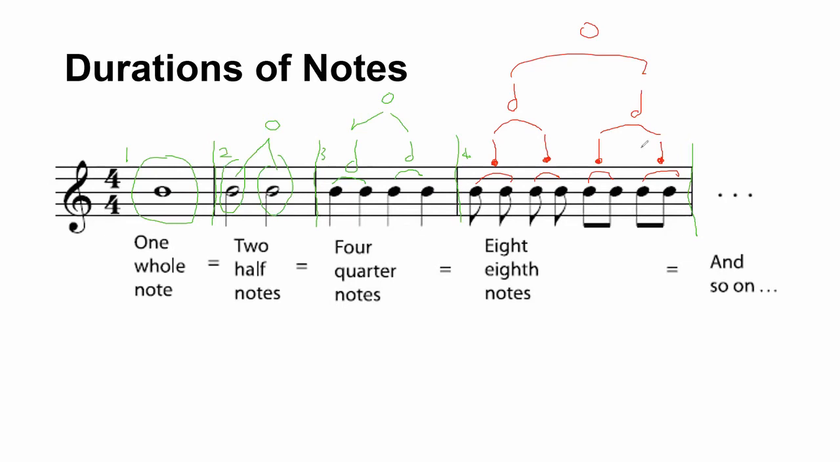So you see the hierarchy here. It's like division. You're just dividing and dividing and dividing by 2s as you go along. A whole note is 2 half notes, and a half note is 2 quarter notes, and a quarter note is 2 8th notes. Understand? Is that clear?